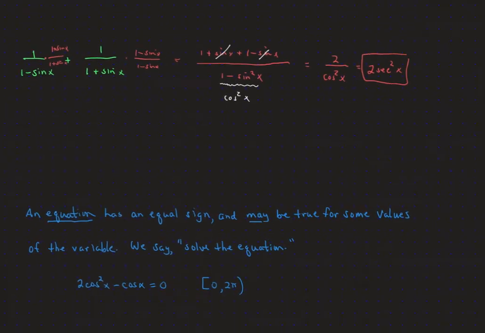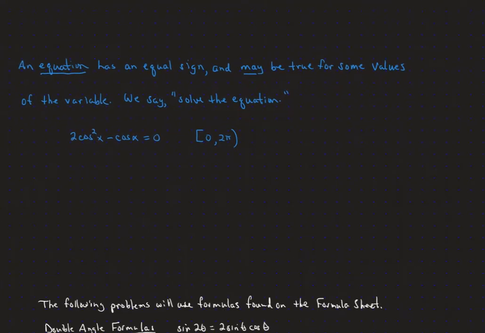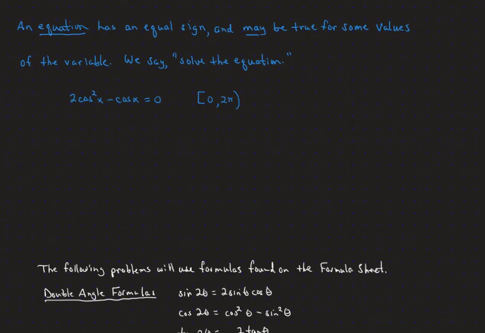Now, an equation has an equal sign and may be true for some values of the variable. So we say solve the equation. We've been doing this for a while. So we could say factor that cosine x out, the greatest common factor. Do not divide by cosine x, because then you're assuming it's not 0. But if cosine x is equal to 0, those are going to provide solutions. And we'll set the second factor equal to 0 as well.